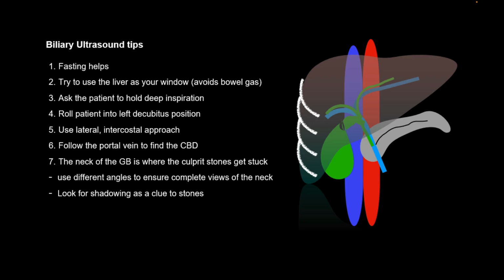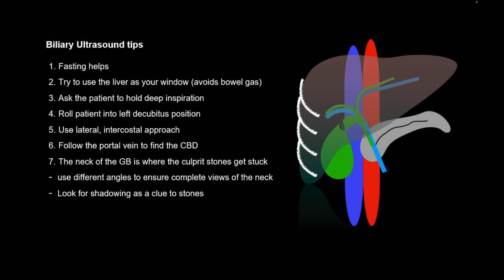on the folder. The summary of that talk is that if you're going to be scanning people's gallbladders, fasting really does help. As you fast, your gallbladder fills with bile, it gets bigger and becomes more visible. Try to use the liver as your acoustic window, so wherever possible have some liver in the foreground of your field, which avoids bowel gas, and asking the patient to take a nice big deep breath in and hold it can bring the liver down and create a nice acoustic window through which you can see the gallbladder easily.